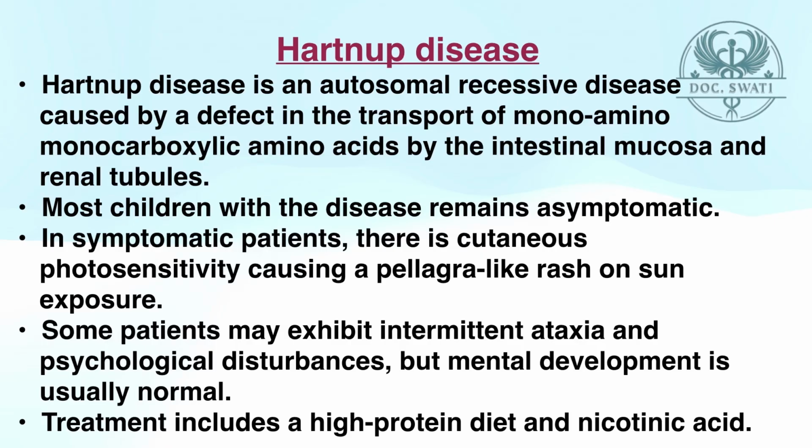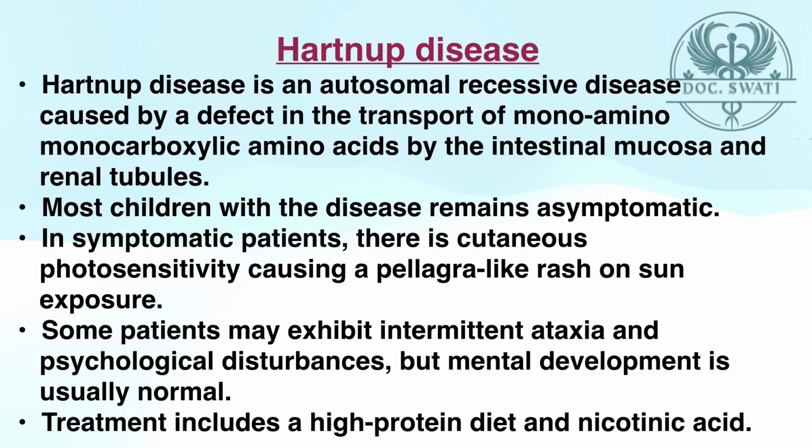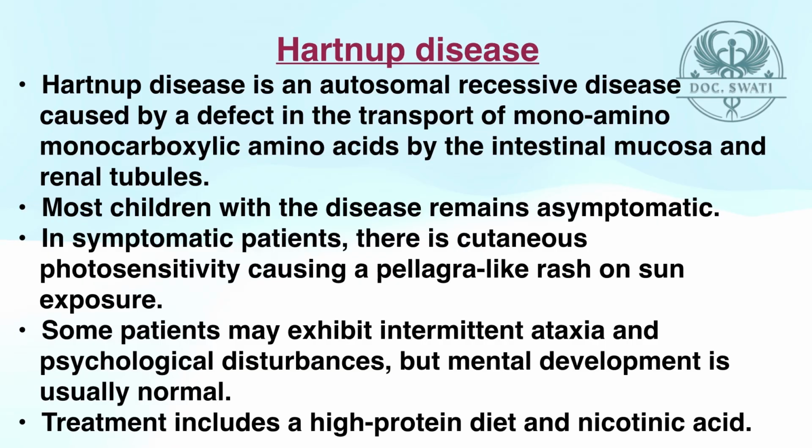Hartnup disease is an autosomal recessive disease caused by a defect in the transport of monocarboxylic amino acids by the intestinal mucosa and renal tubules. Most children with the disease remain asymptomatic. In symptomatic patients, there is cutaneous photosensitivity causing a pellagra-like rash on skin exposure. Some patients may exhibit intermittent ataxia and psychological disturbances, but mental development is usually normal. Treatment includes a high protein diet and nicotinic acid.